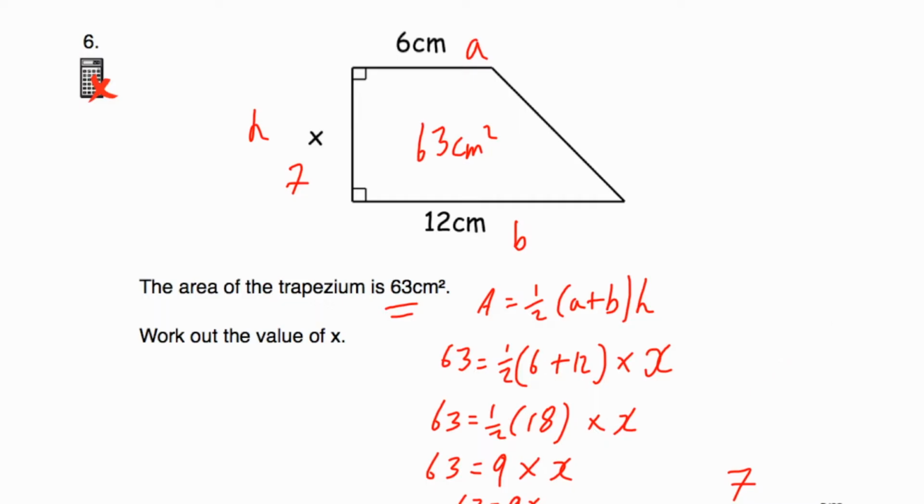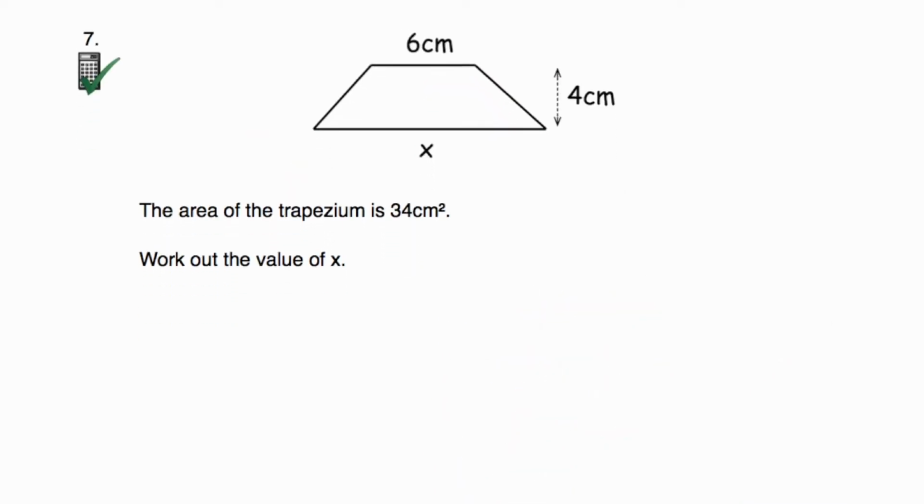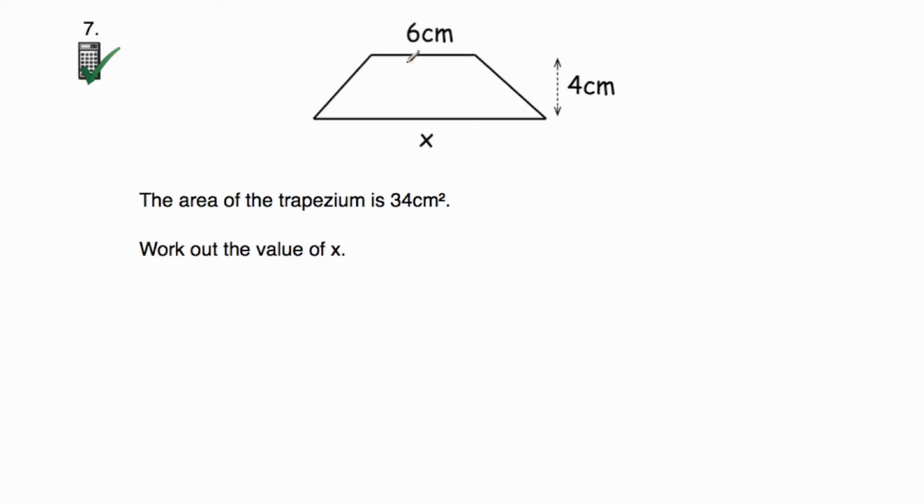Okay, let's have a look at our next question, question number 7. So question number 7, we've been given a trapezium, and we've been given one parallel side is 6 centimeters. The height of the trapezium is 4 centimeters, and the other parallel side is x. And we've been given the area of the trapezium is 34 centimeters squared, and we've been asked to work out the value for x. So let's again use our formula. Area is equal to a half, and then in brackets, a plus b times the height.